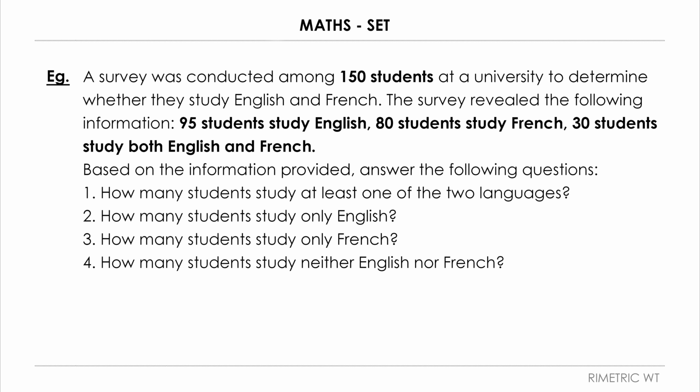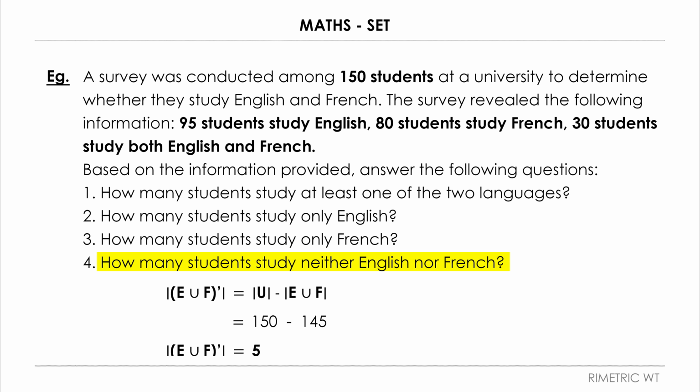The final question is the number of students who study neither language. This question asks the cardinality of the complement of E union F, which can be found by subtracting the cardinality of E union F from the universal set, which is 150 minus 145, which we found from the first question, and the answer will be 5. I hope this example further clarifies the concept of cardinality.